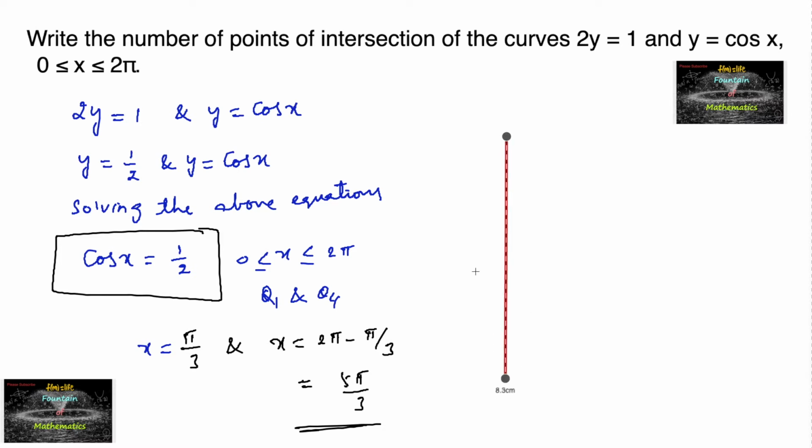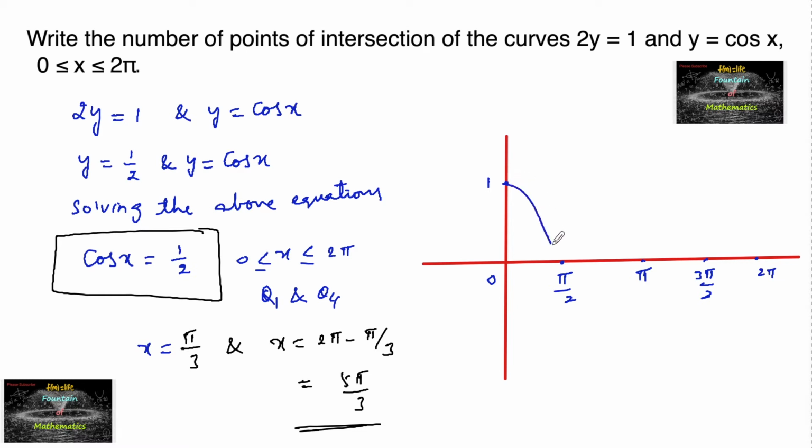So the number of points of intersection, let us take 0, pi by 2, pi, 3 pi by 2 and 2 pi from 0 to 2 pi. If I start from here 1, so this is the graph of cos from 0 to 2 pi, and y is equal to half.